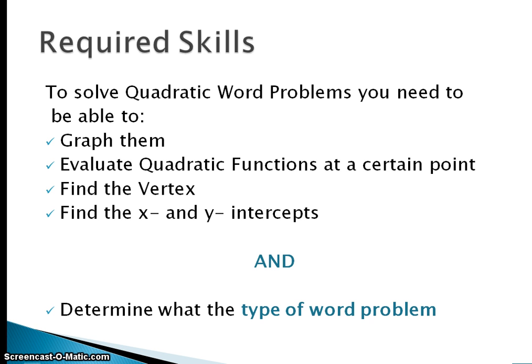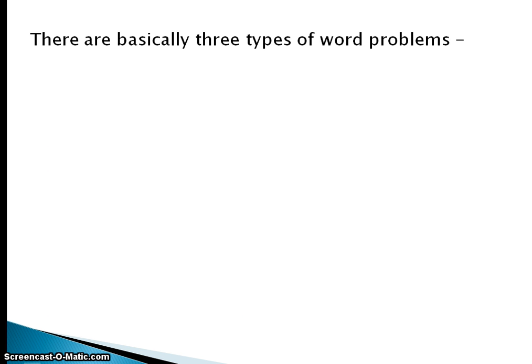Now, here are the skills that you already have. You know how to graph quadratic functions. You know how to evaluate them at a certain point using functional notation. You definitely know how to find the vertex. And you know how to find the x and y intercepts if you have a graph or using a calculator. So what you need to learn is this last step. You need to just determine what type of word problem you're dealing with. Now let's explore that a little bit more.